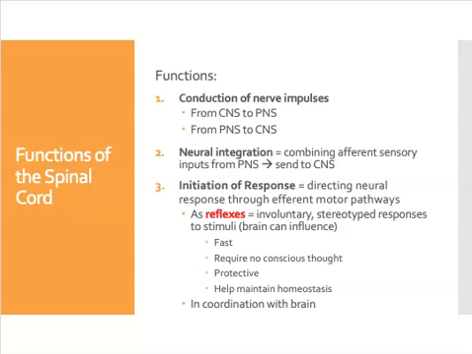Neural reflexes that are initiated by the spinal cord are very fast. They require no conscious thought or decision. They can be quite protective. They can help protect against injury, and they help maintain homeostasis. But it's important to know that while neural reflexes can happen independently of the brain, it's also possible for the brain to influence them. Think about the last time that you went to the doctor for a checkup.